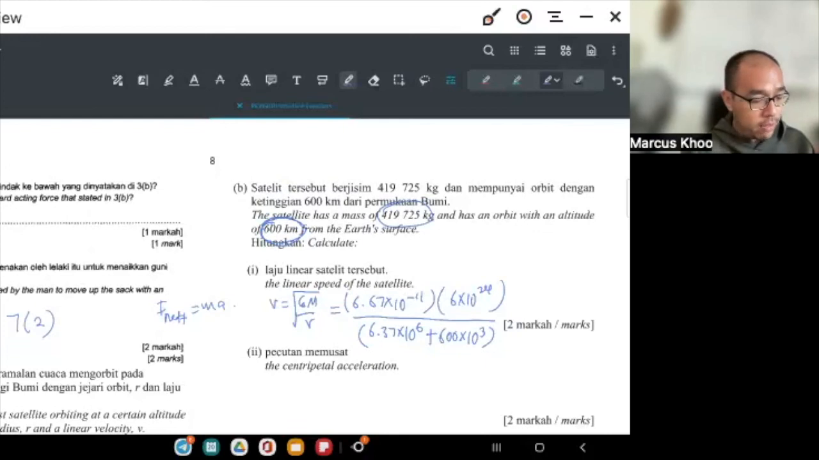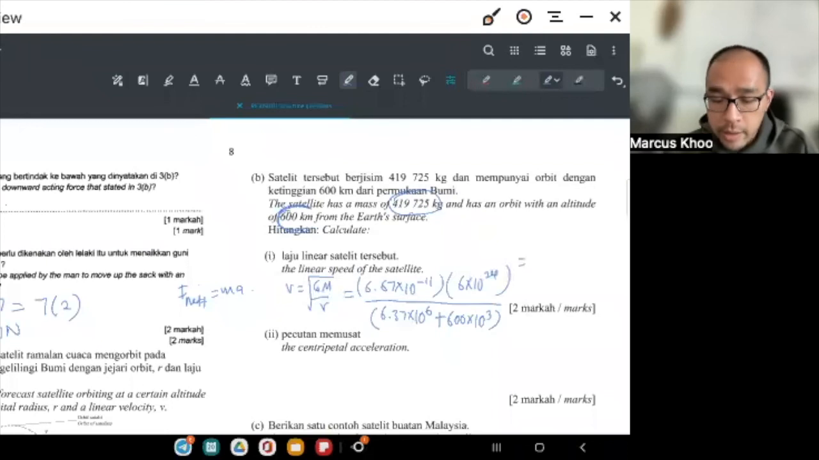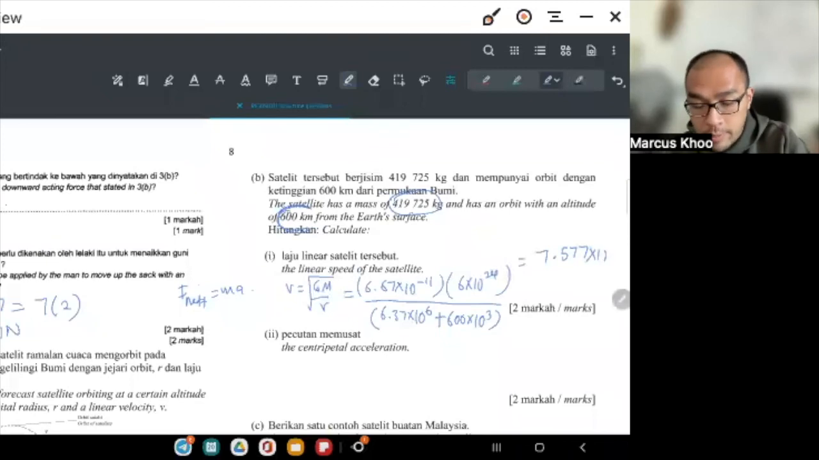So 6.67 times 10 to the negative 11 times 6 times 10 to the power of 24, divided by 6.37 times 10 to the power of 6 plus 600 times 10 to the power of 3. When you've calculated the linear speed of the satellite, it's about 7.577 times 10 to the power of 3 meters per second.